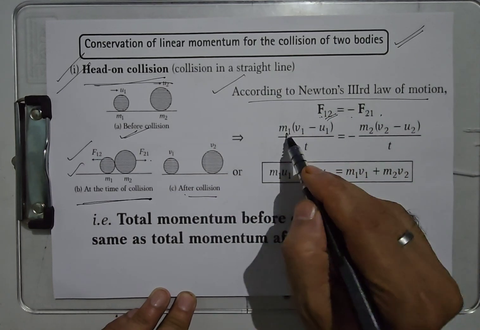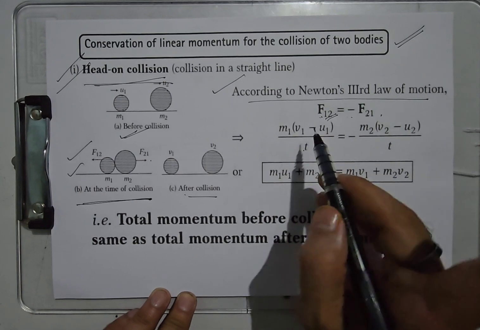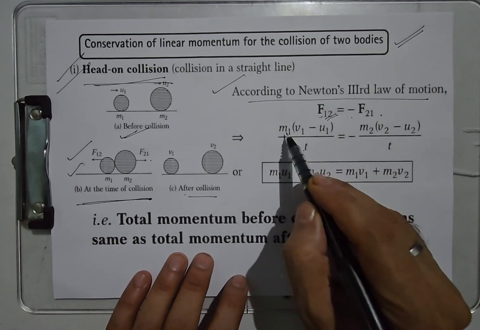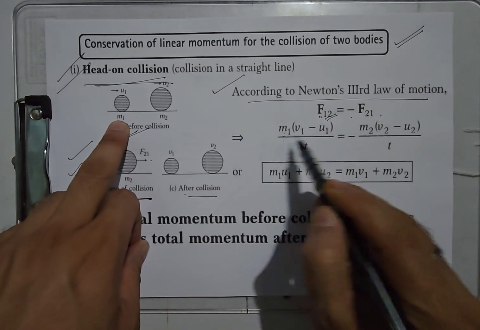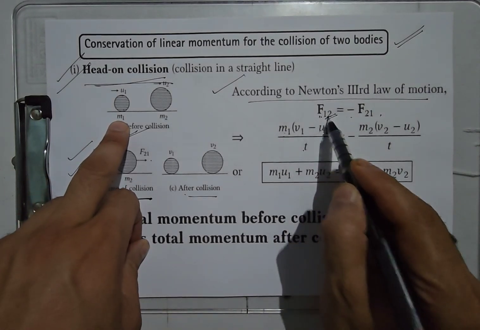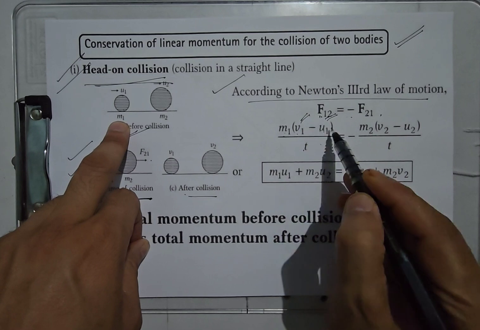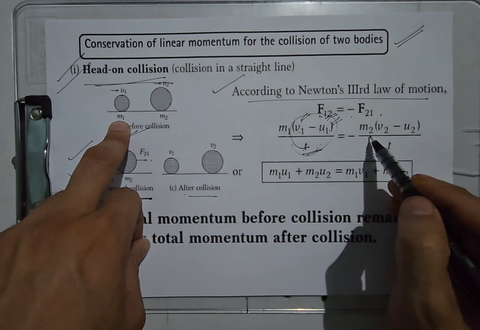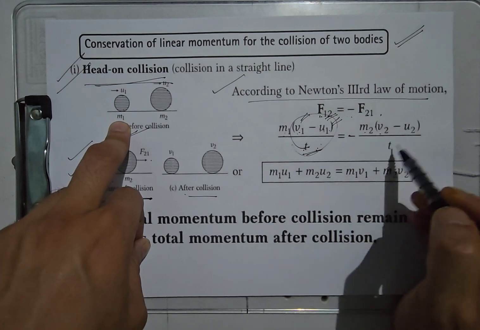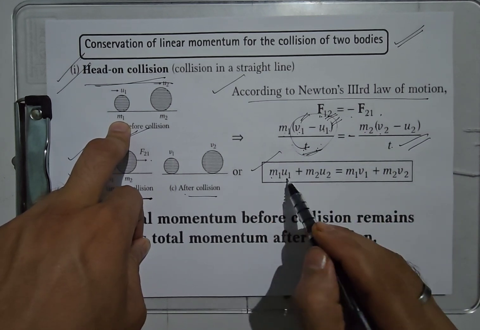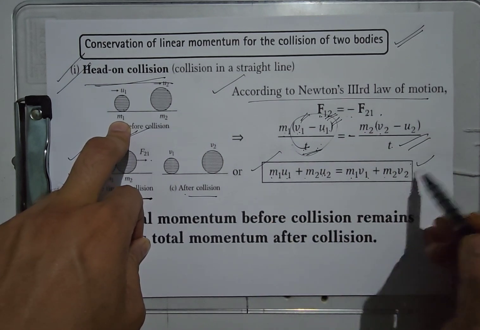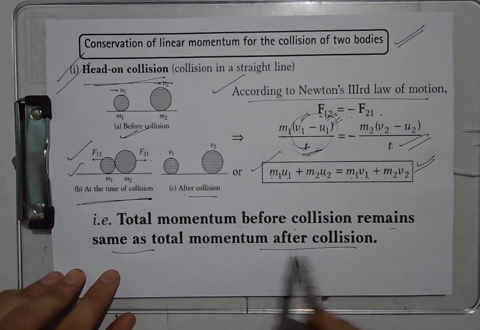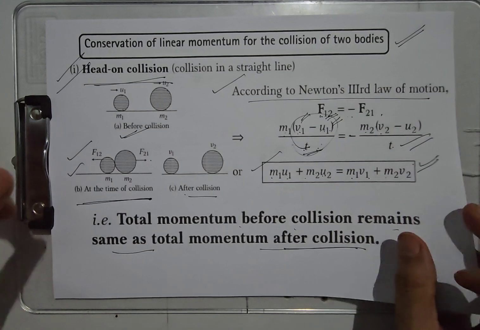Now F is basically m into v upon t, as I've just told you by the impulse momentum theorem, so it will be m into a. Here a is the rate of change of velocity. For body m1, the change in velocity is v1 minus u1 upon t, where v1 is the final velocity and u1 is the initial velocity. So v1 minus u1 upon t is the rate of change of velocity, meaning acceleration. Similarly for body number 2 with a minus sign, m2 into v2 minus u2 upon t. So finally we can say m1u1 plus m2u2 is equal to m1v1 plus m2v2. This simple derivation shows the total momentum before collision remains the same as the total momentum after collision. So this is the law of conservation of momentum.